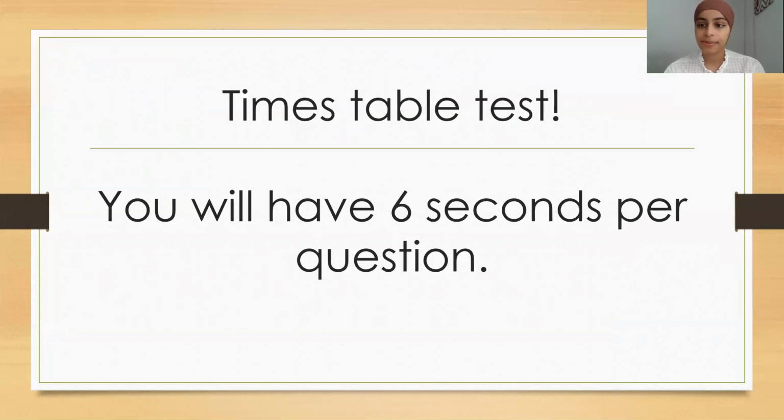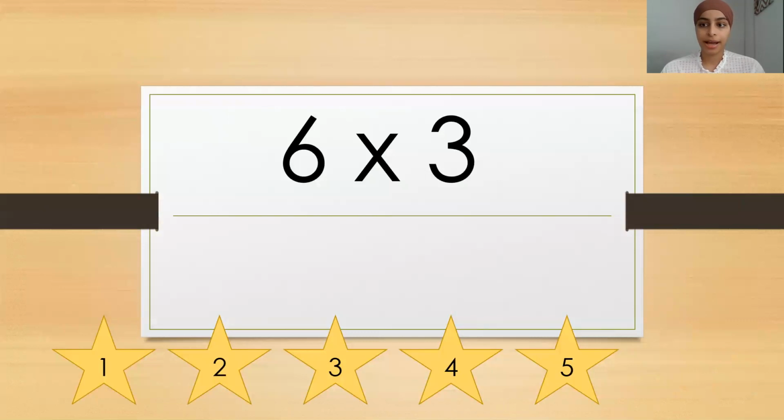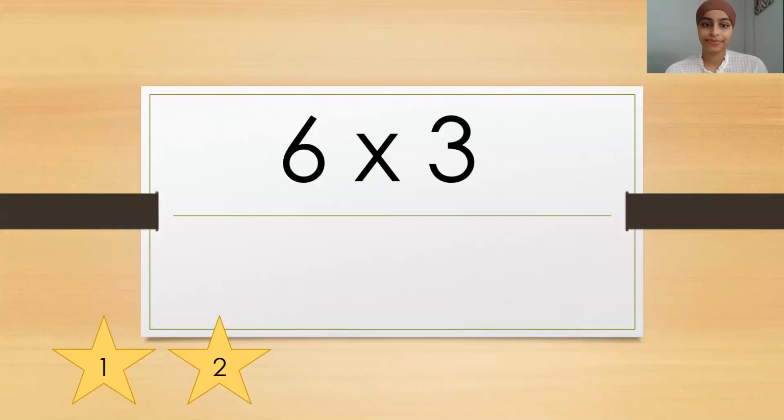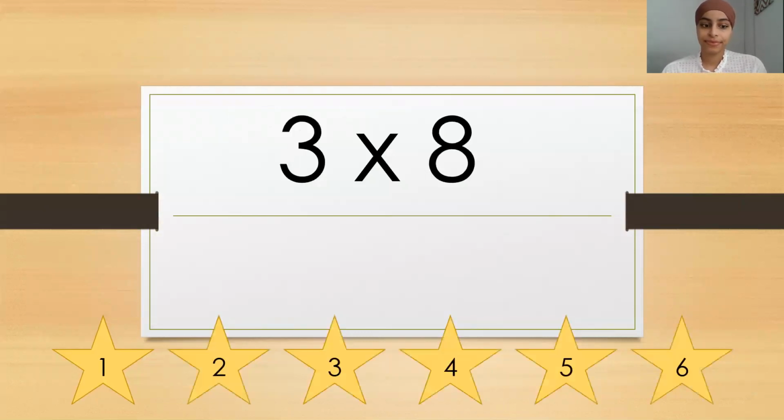Okie doke, so now it's time for our times table test. Again, you will have 6 seconds per question. Give it your best shot, that's all that you can count on. And again, if you want to go back and have another go, you can do. Okay, so get ready. First question coming up. 6 multiplied by 3. 3 multiplied by 8.